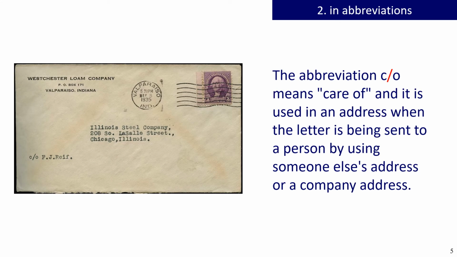Use number 2, in abbreviations. The picture shows an old envelope postmarked 1935 to the Illinois Steel Company, care of F.J. Reef. The sentence reads, the abbreviation c/o means care of, and it is used in an address when the letter is being sent to a person by using someone else's address or a company address.